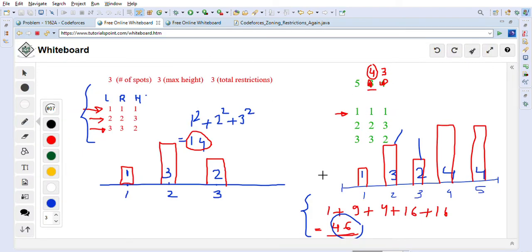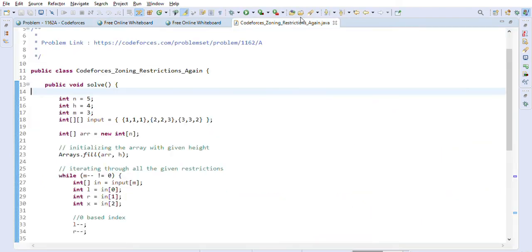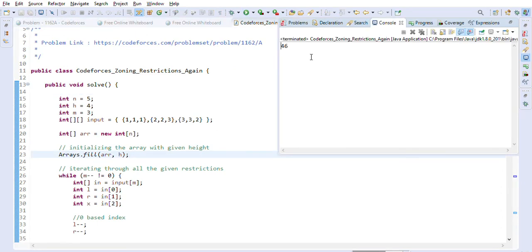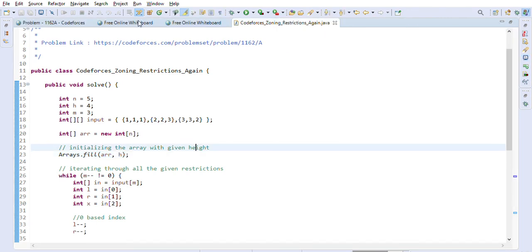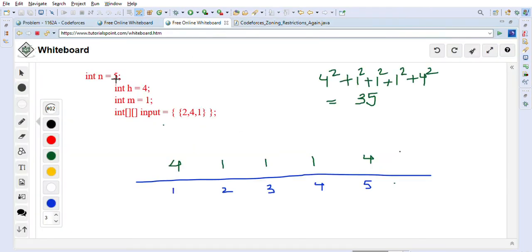Now let's make sure that we are getting 46 as the answer for this one. Let's execute our code. Now we are getting 46, which is the correct answer, so our code is working fine. Here is another example I took, so let's execute this example also.